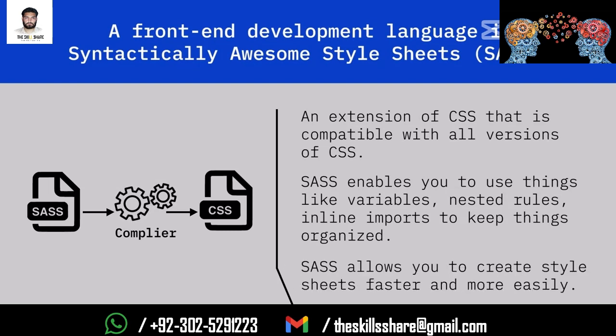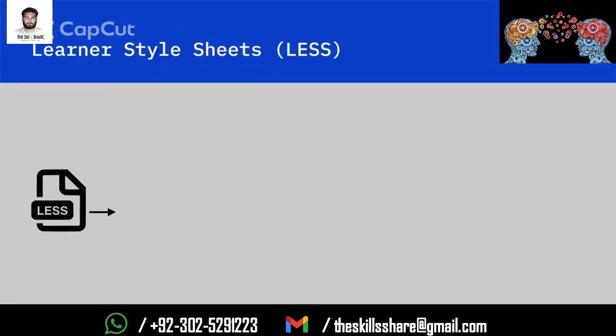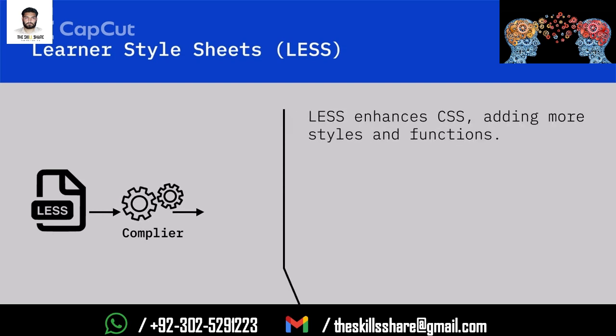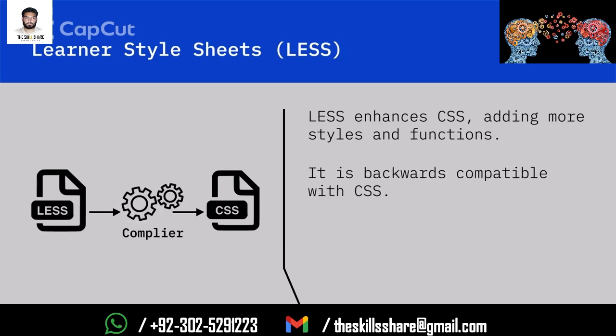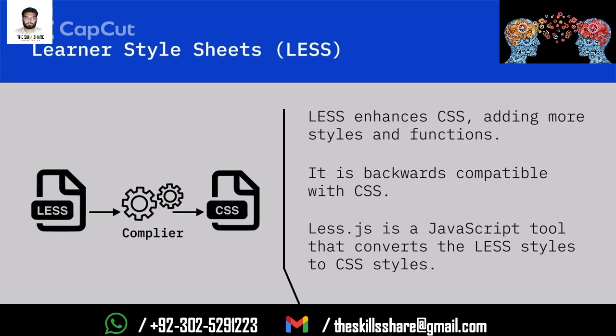Sass allows you to create style sheets faster and more easily. Another language that is being used now is Leaner Style Sheets, LESS, or Less. LESS enhances CSS, adding more styles and functions. It is backwards compatible with CSS. Less.js is a JavaScript tool that converts the LESS styles to CSS styles.